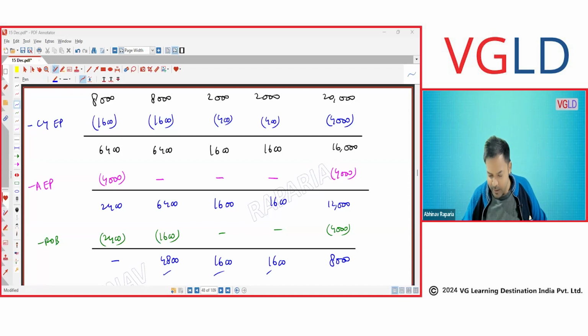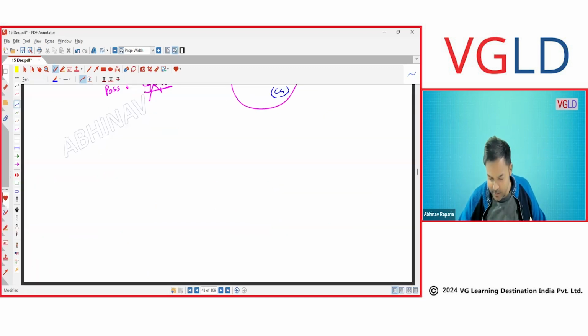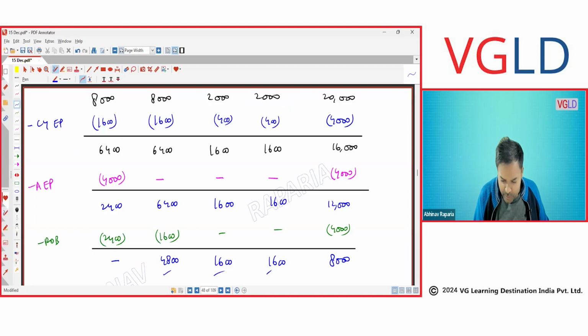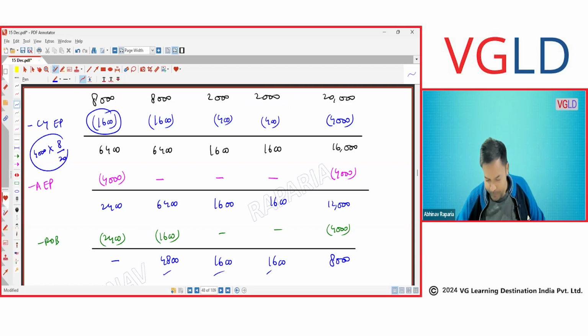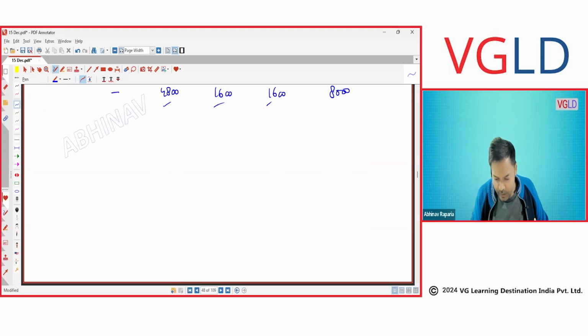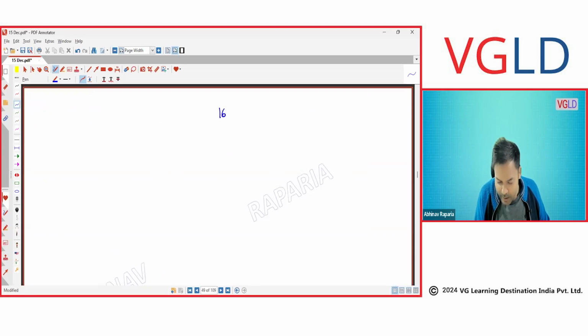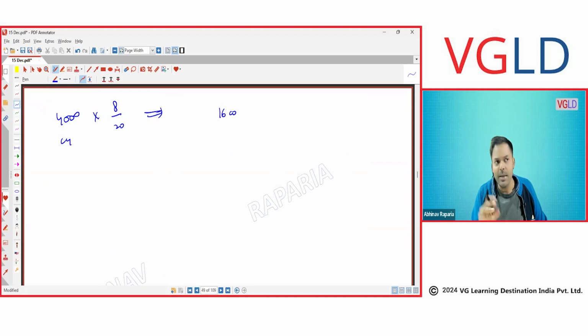Many a times, guys, how I've got this 1600. 1600, I'm just doing that. I got it because 4000 I am allocating into 8 by 20. Point clear? How I got the 1600? Because I have done 4000, which is current year, multiplied by 8 by 20. That's why I'm getting it. Point clear, guys?